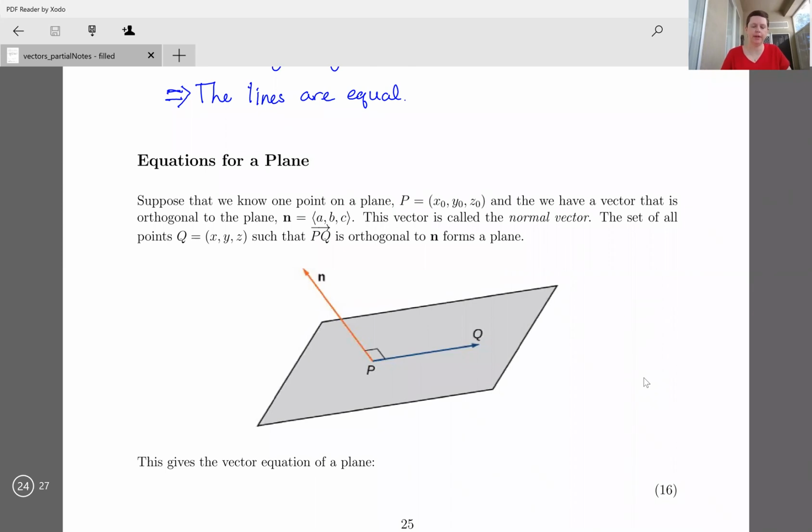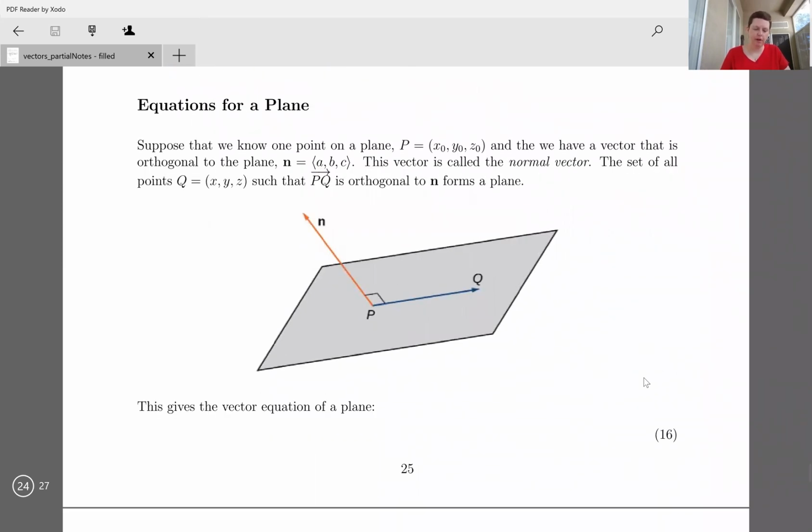Equations for the plane. Suppose we know one point on a plane. Let's call it P: x naught, y naught, z naught, as shown here, and we have a vector that's orthogonal to the plane. We'll call it n. Let's say its components are a, b, c. This vector is called the normal vector.